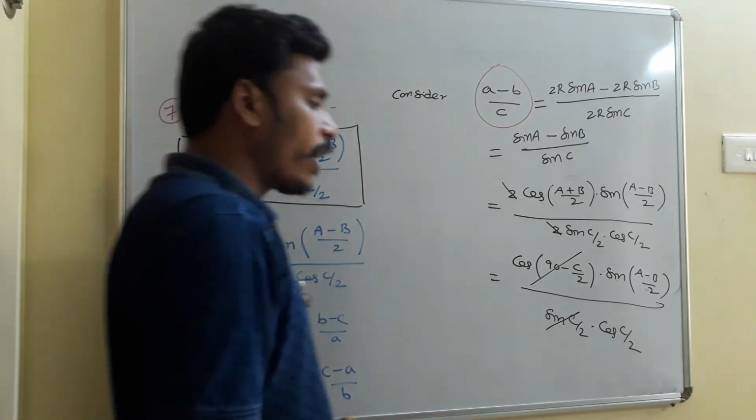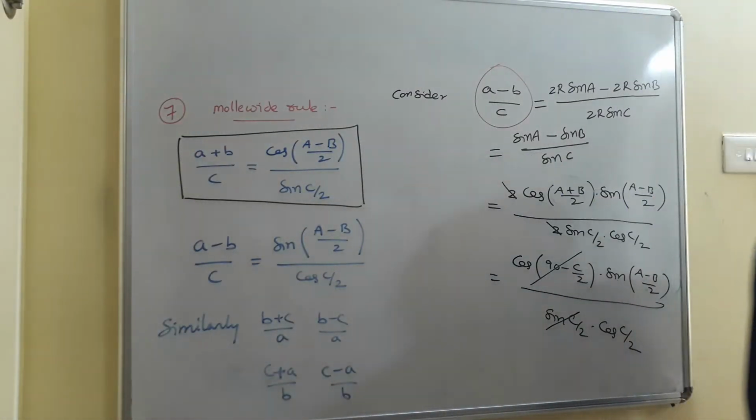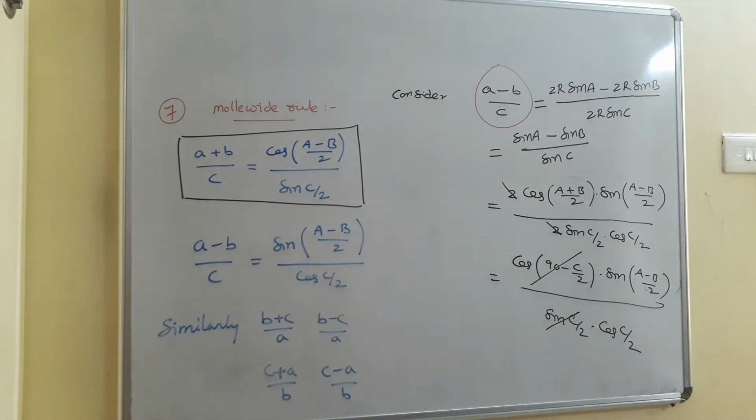So we have two rules now. One is for (a + b)/c and the other is for (a − b)/c. (a + b)/c is cos((a − b)/2) divided by sin(c/2). (a − b)/c is sin((a − b)/2) divided by cos(c/2). You need to memorize these two things, okay? Right.